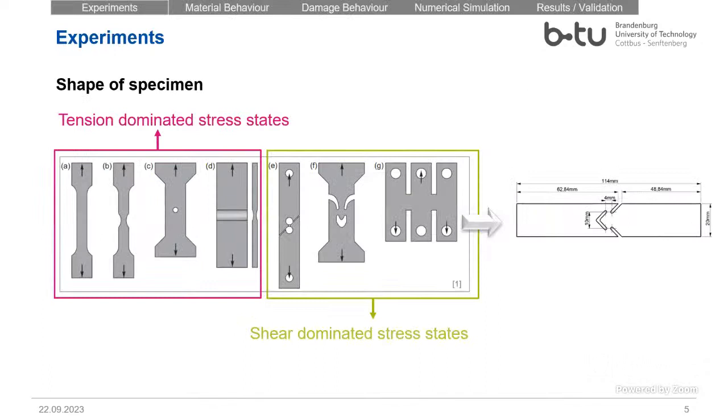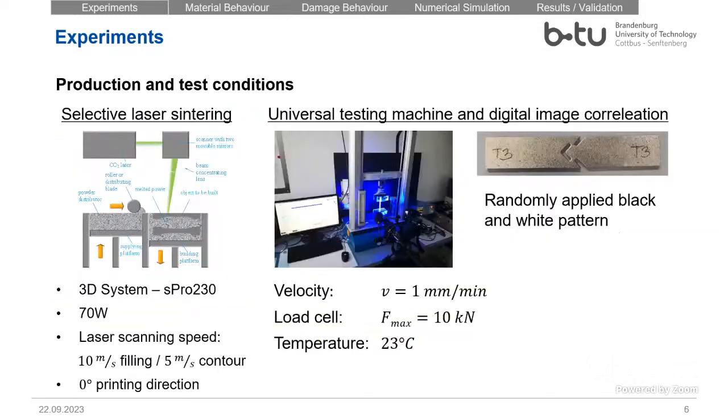At the beginning, we chose one specimen where we can use digital image correlation. And as I mentioned before, we produce the specimen by selective laser sintering.